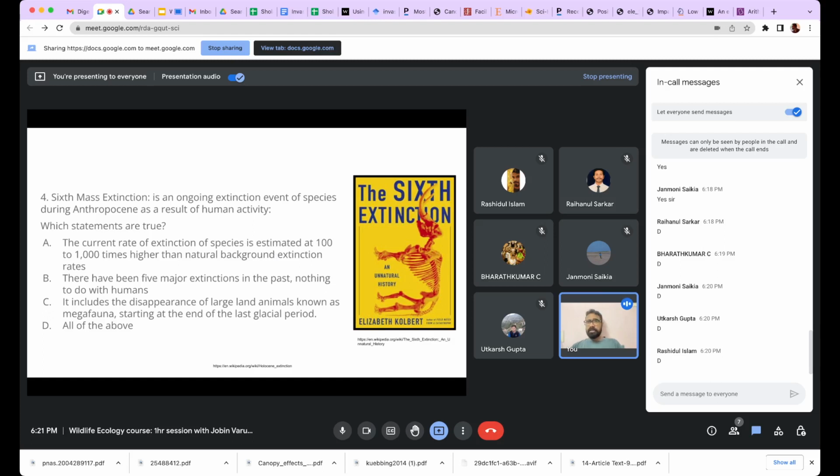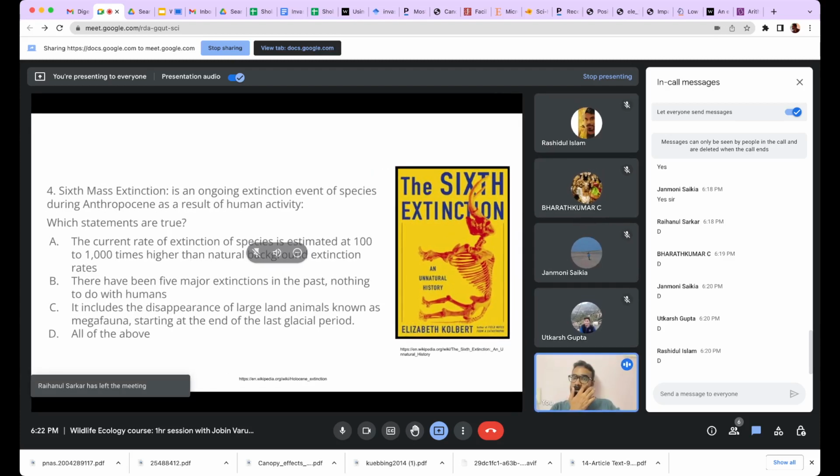So animals like the gigantic sloth and some rhinoceros. I mean, if you watch this movie called Ice Age, most of the animals over there are these megafauna that we are talking about. So their disappearance is also apparently credited to the human population that was growing at that time in America and other places. So yes, the answer is D, all of the above.